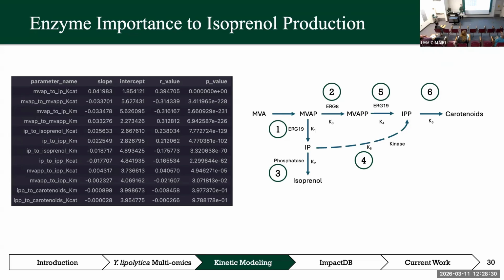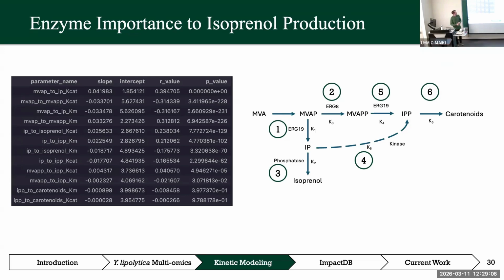Another challenge is that the MVAP to IP reaction, the phosphomevalonate decarboxylase reaction, is thought to not have a specific enzyme in Yarrowia. We don't know. So we assume that ERG19, the MVAPP to IPP enzyme, has promiscuous activity. It's able to do both reactions because the substrates and products are pretty much the same, just with one less phosphate group.